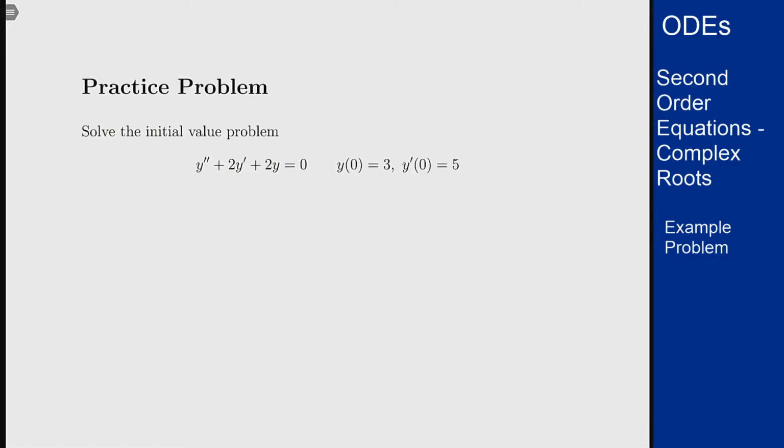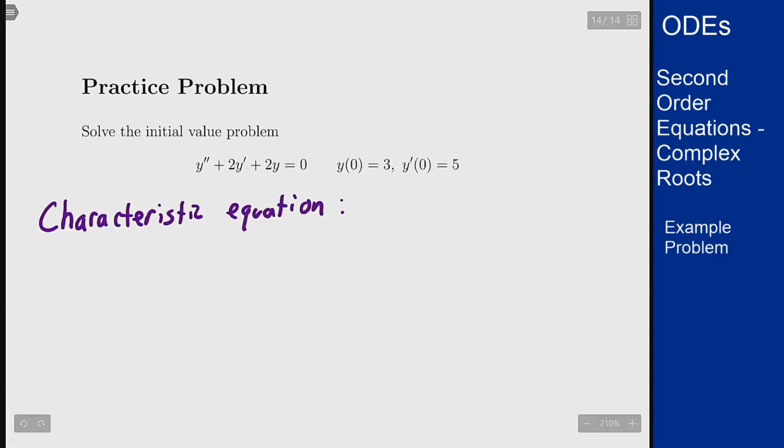In this example, we want to solve the initial value problem y'' + 2y' + 2y = 0, with y(0) = 3 and y'(0) = 5. So to do this, we first start with the characteristic equation, which here is r² + 2r + 2 = 0. And we look for the roots.